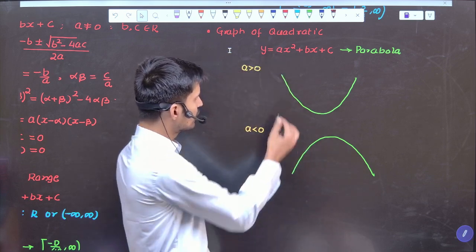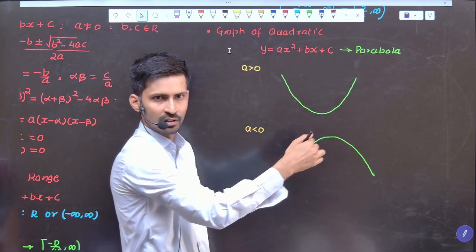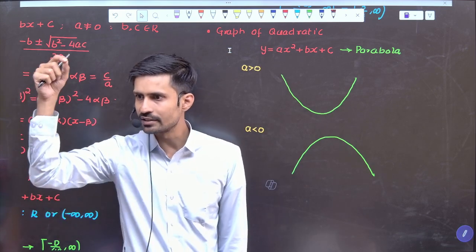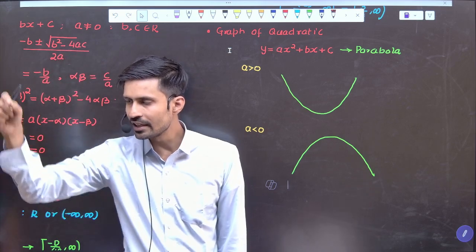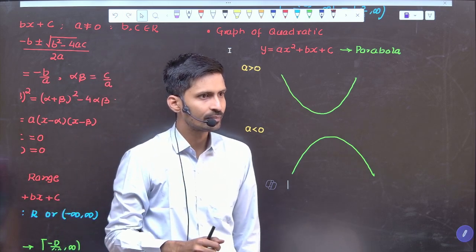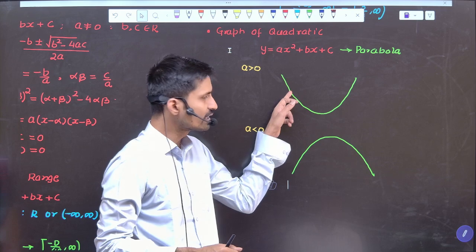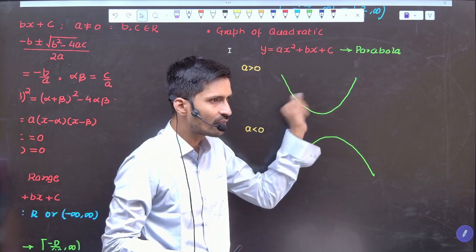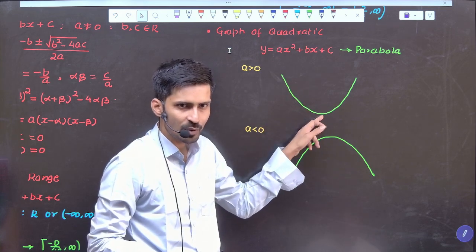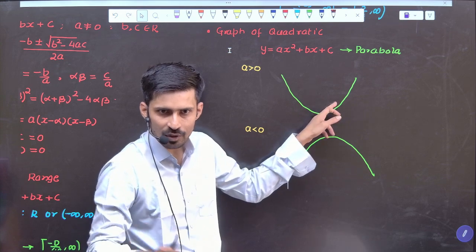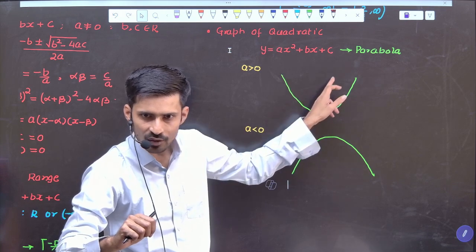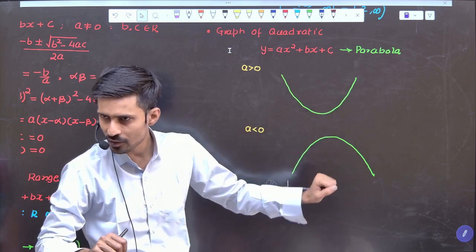So it means, how is this path made? By joining infinite points. Now just think about a point in your coordinate geometry. Each point will have some x coordinate and y coordinate, yes or no? This point will also have some x coordinate and y coordinate. All points will have some x coordinate and y coordinate. Here also, all points will have some x coordinate and y coordinate.